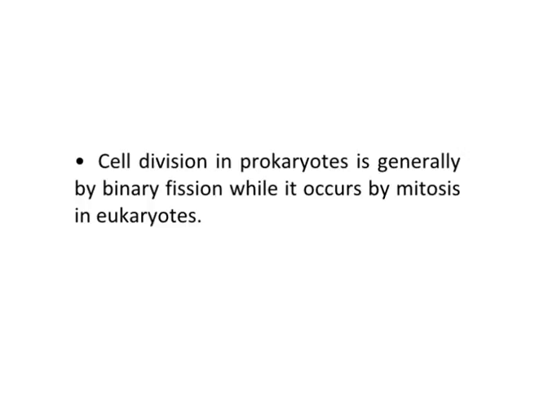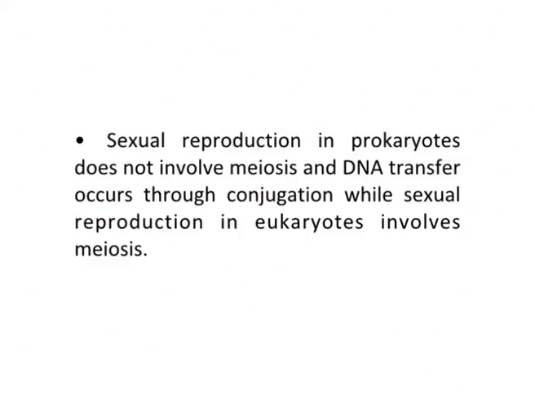The next is cell division in prokaryotes is generally by binary fission, while it occurs by mitosis in eukaryotes. Next, sexual reproduction in prokaryotes does not involve meiosis and DNA transfer occurs through conjugation, while sexual reproduction in eukaryotes involves meiosis.